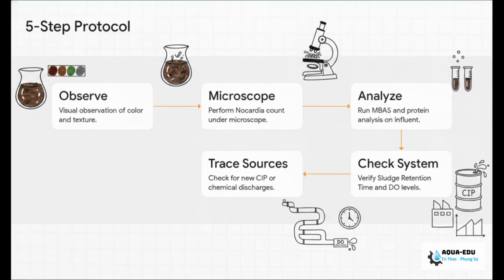Let's pull this into a concrete protocol. This builds into a really reliable 5-step root cause investigation that you should run every single shift. Step 1, visual observation of the color and texture. Step 2, get that sludge under the microscope for a Nocardia count. Step 3, run your MBAS and protein analysis on the influent. Step 4, check your sludge retention time, or SRT, and your localized DO levels. And Step 5, trace things back into the factory to see if there are any new clean-in-place, or CIP, chemical discharges hitting your plant.